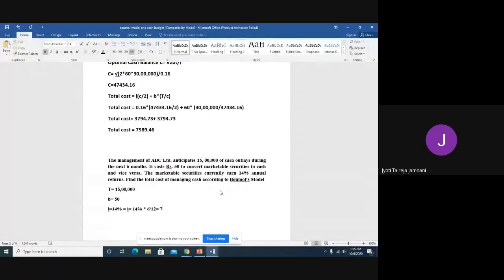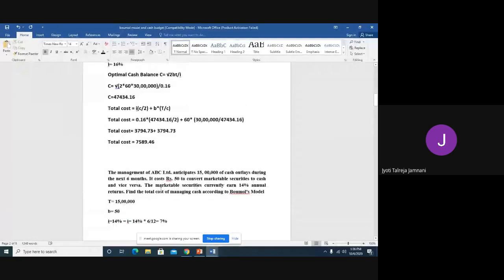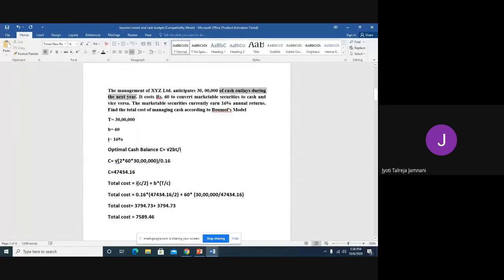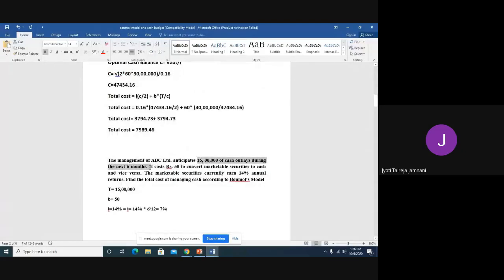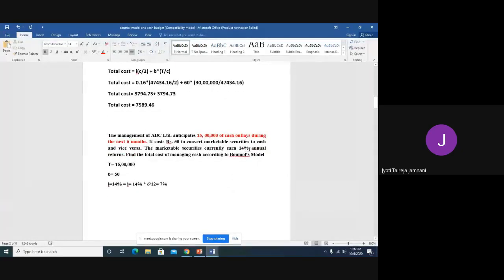Anybody, any doubts still here? I hope it's clear. No, ma'am. You understood how that 6 months is used. We have to find the value of I for 6 months because the cash requirement is given for 6 months. In the previous sums, if you see, it was cash outlay during the next year. So that means it was for the full year. So there was no need to worry about converting I and all that because it was for the full year. But in this problem, they've clearly mentioned it is for 6 months. Therefore, we are finding the I value only for 6 months because 14% is annual return.